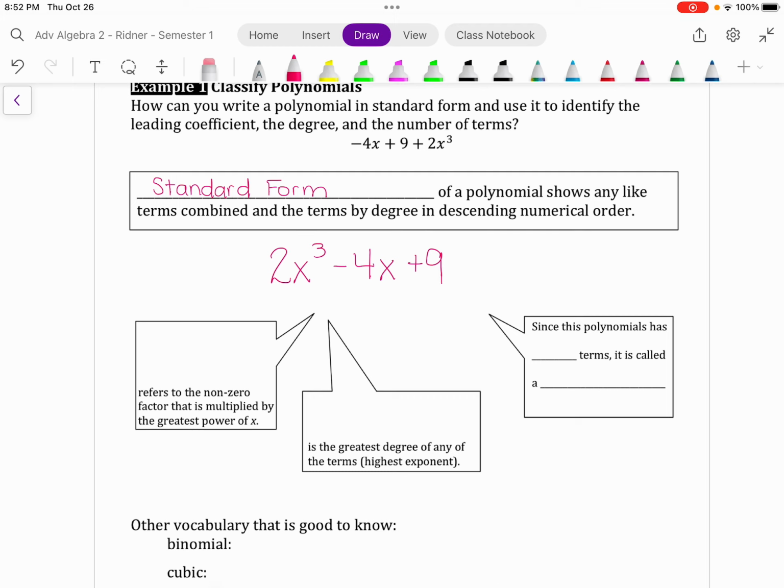Once it's in standard form, that number in the very, very front there is called a leading coefficient. Again, it has to be in standard form, has to be going in order. That's the leading coefficient.